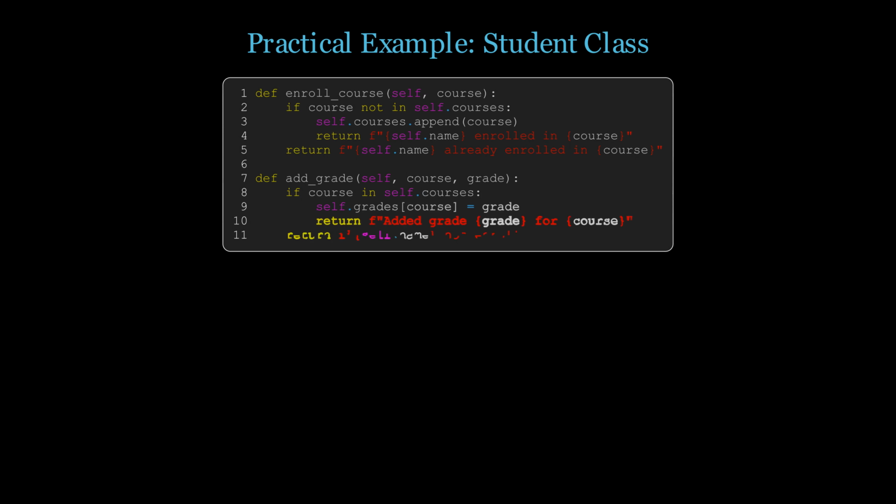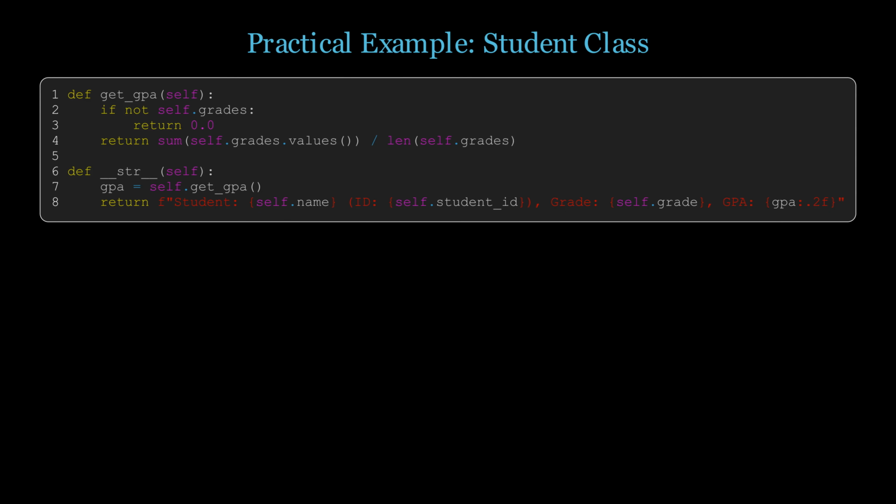The enroll_course method adds a course to the student's list if not already enrolled. Add_grade assigns a grade for a course, but only if the student is enrolled in it. These methods validate data and maintain consistency in the student's records. Get_GPA calculates the student's grade point average from all course grades. The __str__ method provides a clean summary showing the student's name, ID, grade level, and GPA. This makes student objects easy to understand when printed or logged.